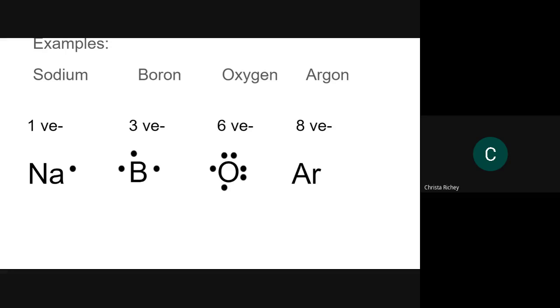Argon has 8. It's going to have all 8 that are full. The only noble gas that does not get 8 electrons in its outside shell is helium. Helium only needs 2 to be full.